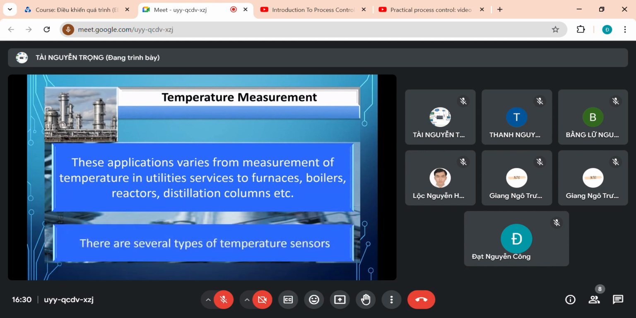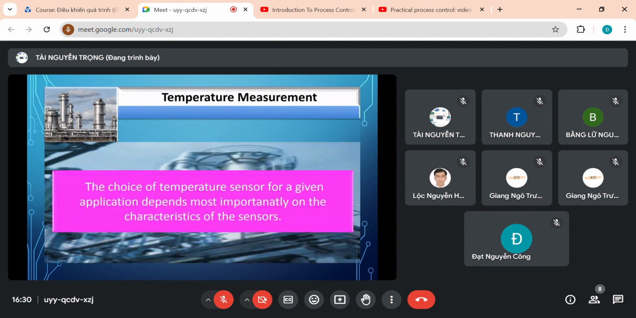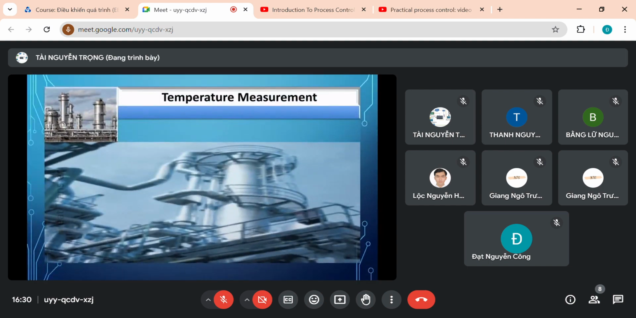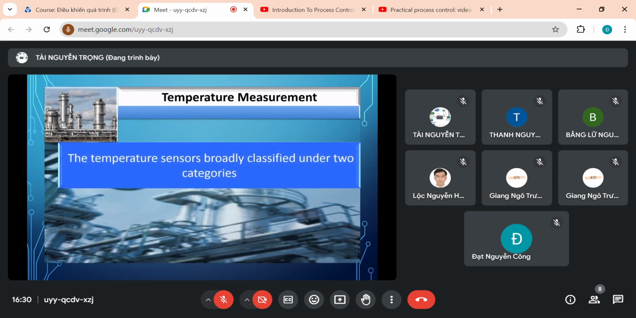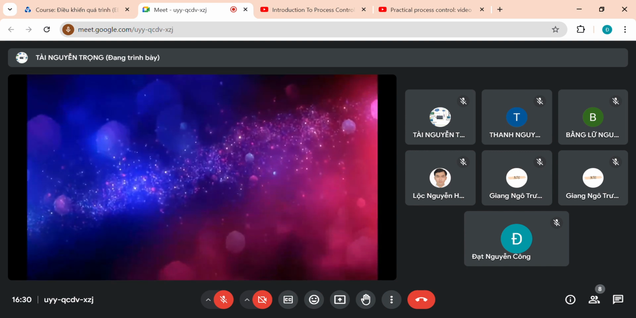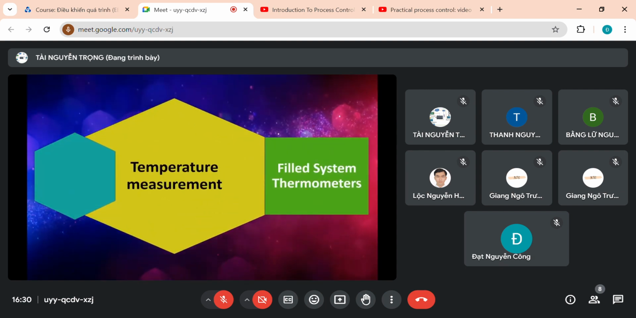There are several types of temperature sensors. The choice of temperature sensor for a given application depends most importantly on the characteristics of the sensors. Temperature sensors are broadly classified under two categories: filled system thermometers, electrical type thermometers.